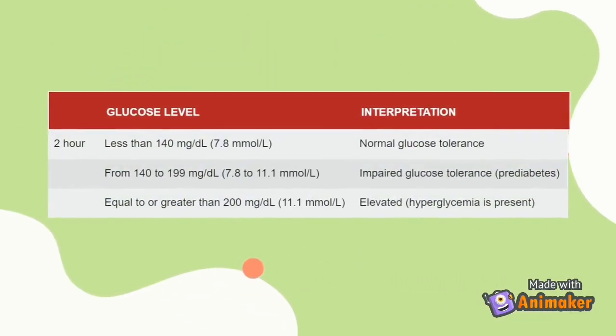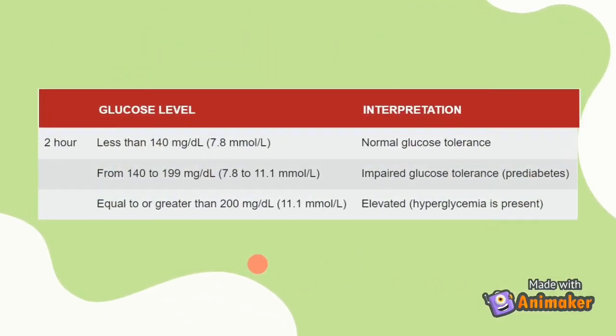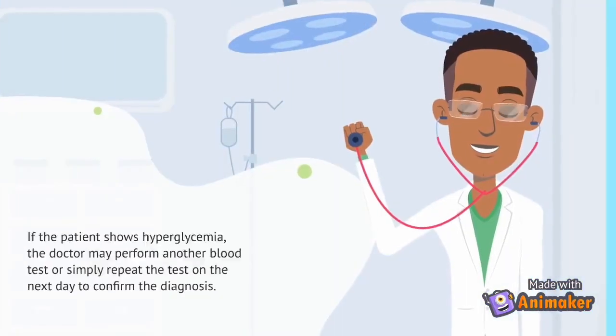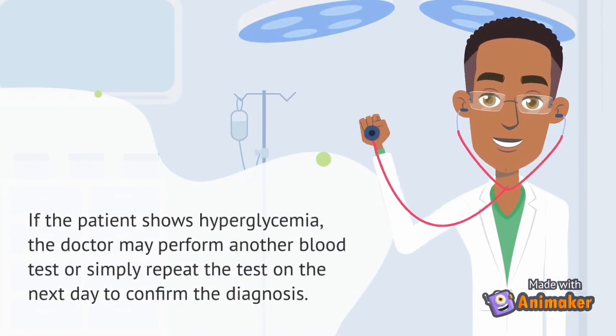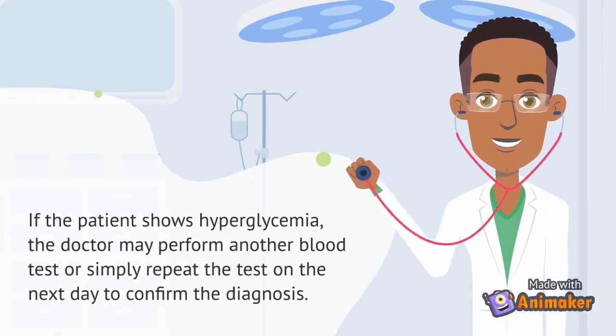A normal blood glucose level is lower than 140 mg per deciliter, while a blood glucose level between 140 and 199 mg per deciliter may indicate pre-diabetes or impaired glucose tolerance and a risk of developing type 2 diabetes or heart disease. Moreover, a blood glucose level of 200 mg per deciliter and above indicates that the patient has diabetes. The high blood glucose level may be due to the incapability of the body to produce enough insulin or the body cells being insulin resistant. If the patient shows hyperglycemia, which is the symptom of diabetes, the doctor may perform another blood test or simply repeat the test on the next day to confirm the diagnosis.